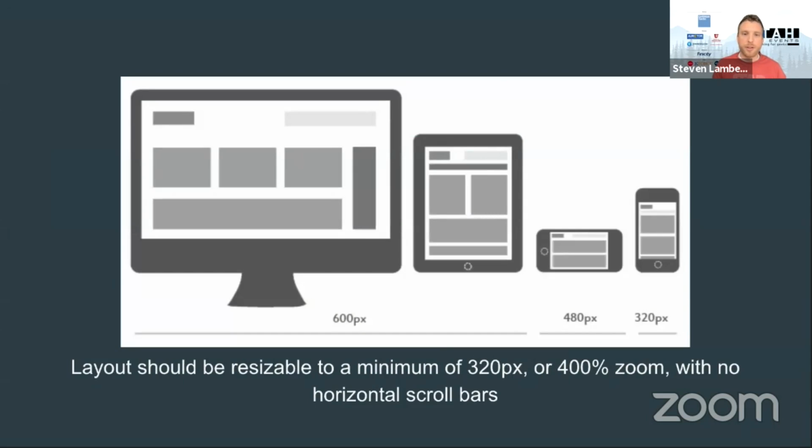The layout should be resizable to a minimum of 320 pixels. That's kind of the default phone size width, or to be able to be zoomed in by the user to 400% without horizontal scroll bars. In terms of accessibility and just user experience, horizontal scroll bars are kind of a big no-no. But so the more you can avoid and adjust your designs to fit these different ratios, the better.